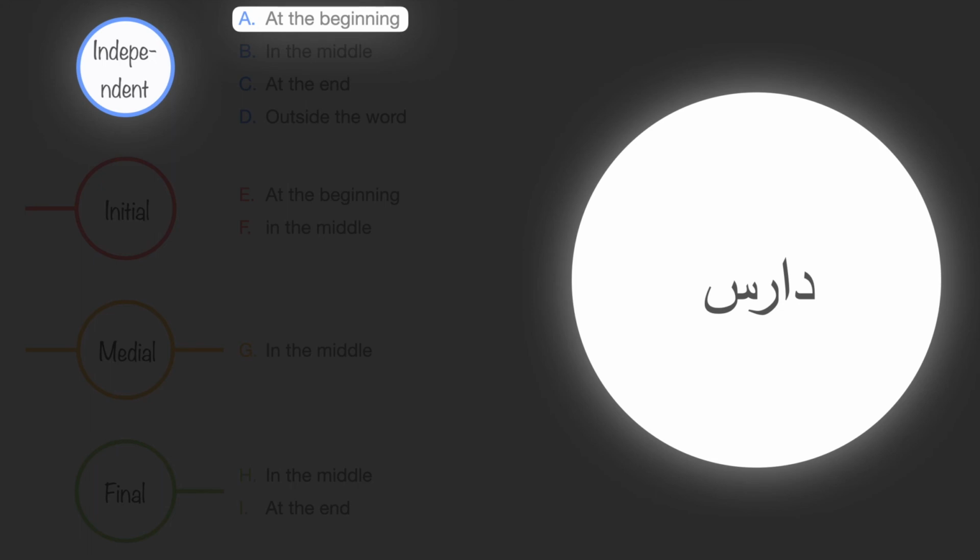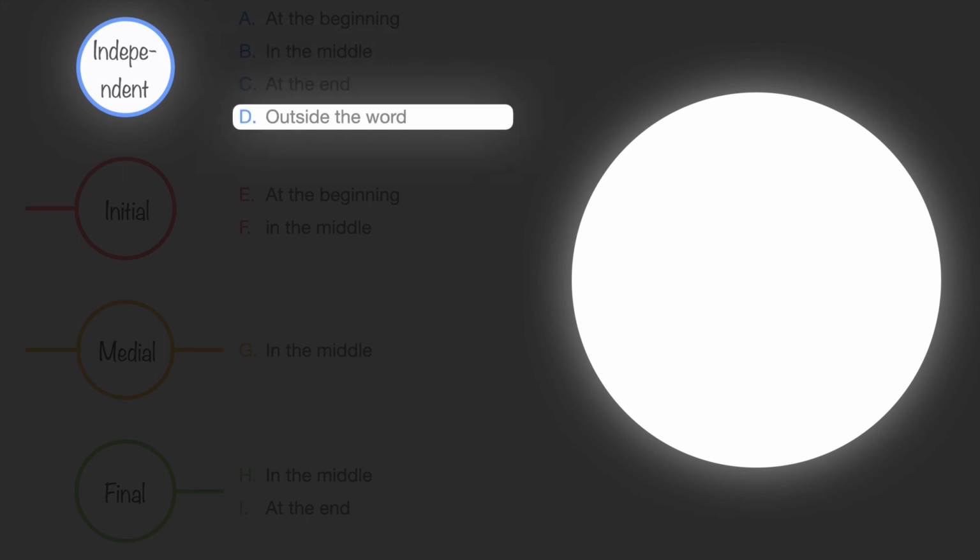So, the independent shape comes at the beginning of the word like Dal here. It is one of the letters that don't connect to their next letter, so it is independent. It comes also in the middle of the word like Alif here, because the previous letter cannot connect with Alif, and Alif itself cannot connect with the next letter, so it has no connection and it is independent. Ra here has the same case as Alif. The independent shape comes also at the end of the word like Sin, because the previous letter cannot connect with it. By the way, did you notice that there is no connection at all in this word? Okay, the independent shape also comes outside the word.